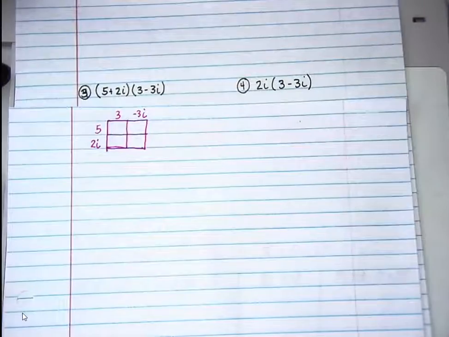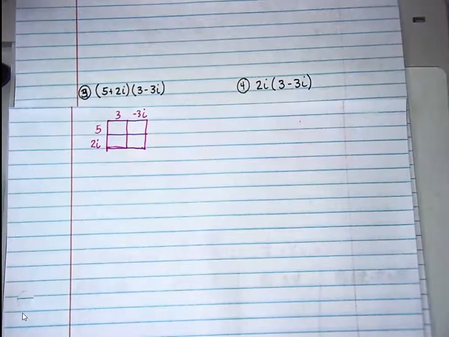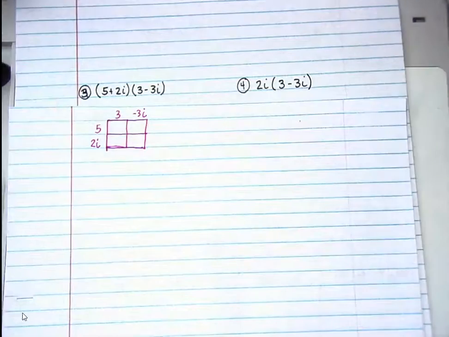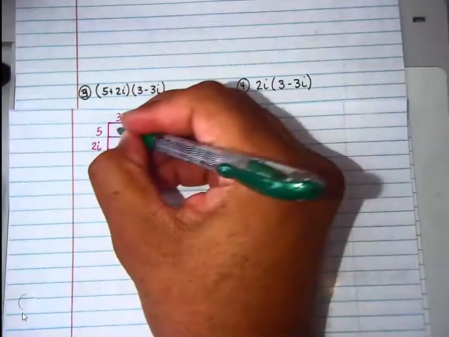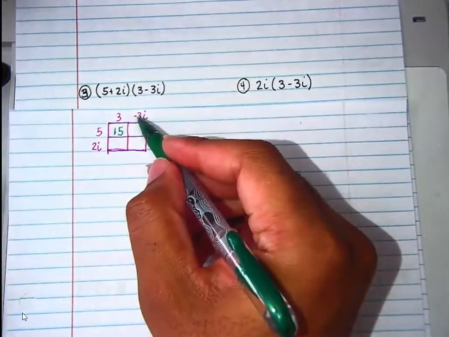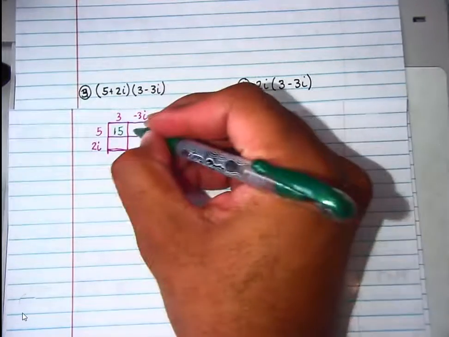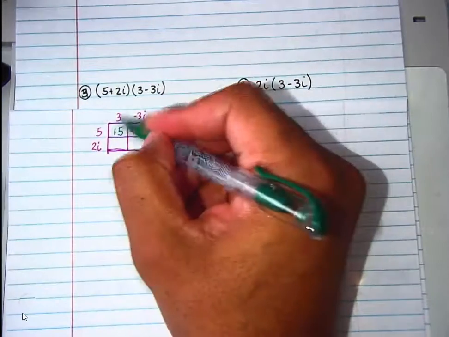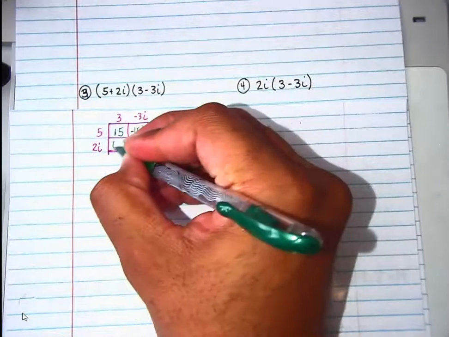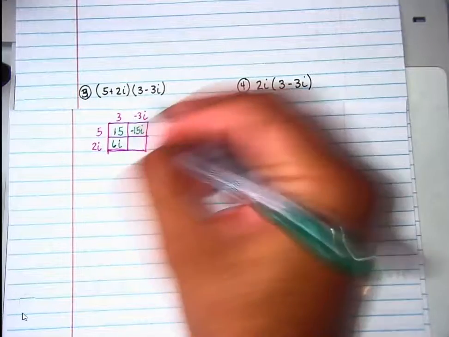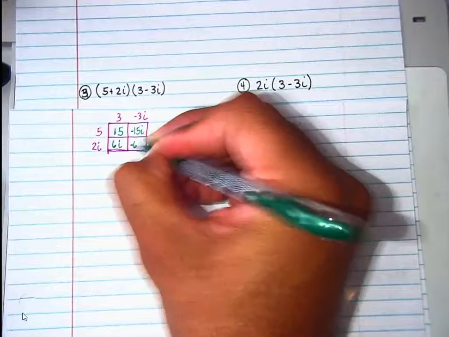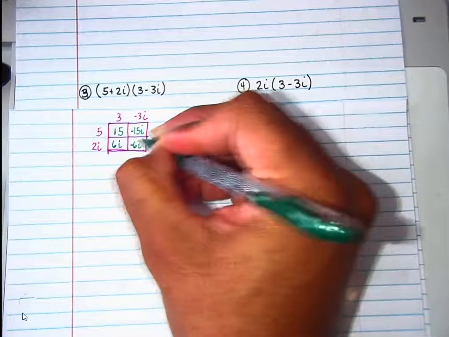We're going to do multiply. Just multiply. So here, 3 times 5 is 15. 5 times negative 3 is negative 15. Keep your i. 2 times 3 is 6. Keep your i. 2 times negative 3 is negative 6. i times i is i squared.